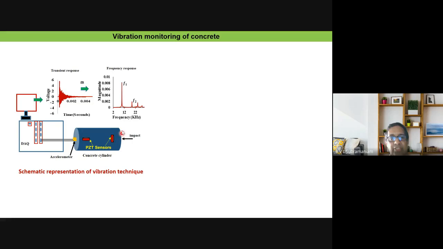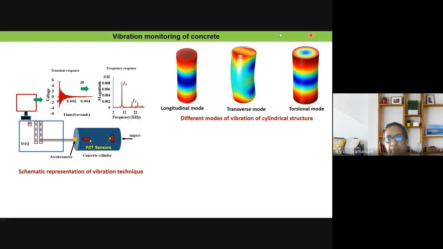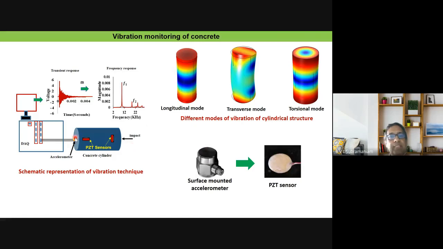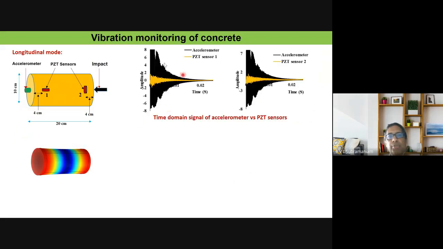So what we did there is to put these PZT sensors inside a concrete cylinder, and then see if we could pick up the vibration that is produced by an impact of a small steel ball. We did the modeling just to understand what the different modes of vibration are. We also had a surface-mounted accelerometer, which is typically used for vibration measurements. So just to show you, this is the vibration signature from the embedded PZT sensor produced by this impact, and this is the signature that we get from the accelerometer.